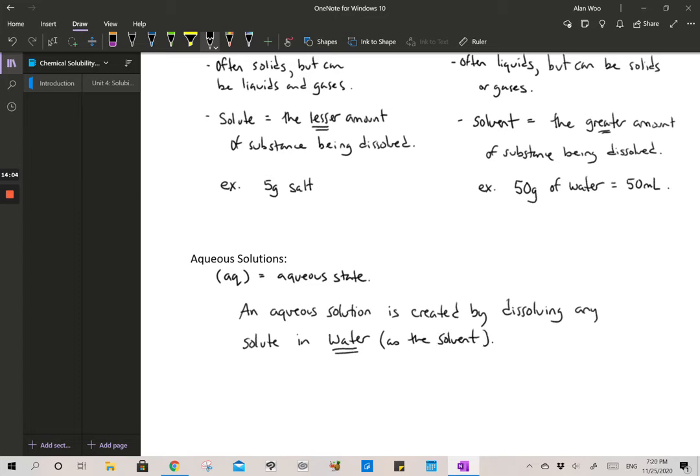Okay, so because water actually dissolves a lot of different materials, okay, water is sometimes known as the universal solvent. So this name is given to water because H2O can dissolve many types of substances.